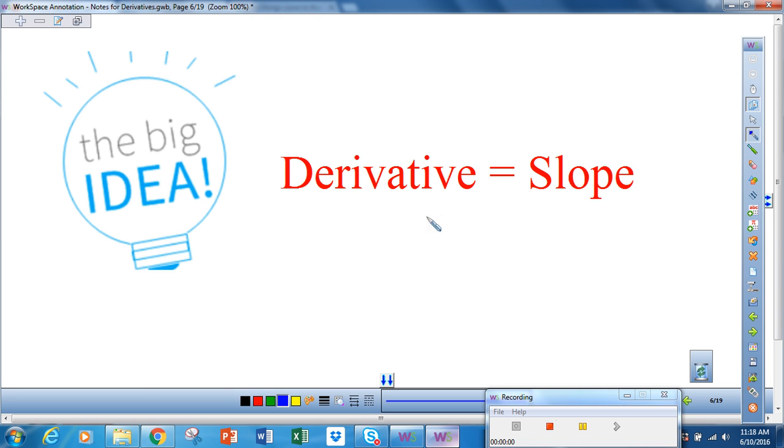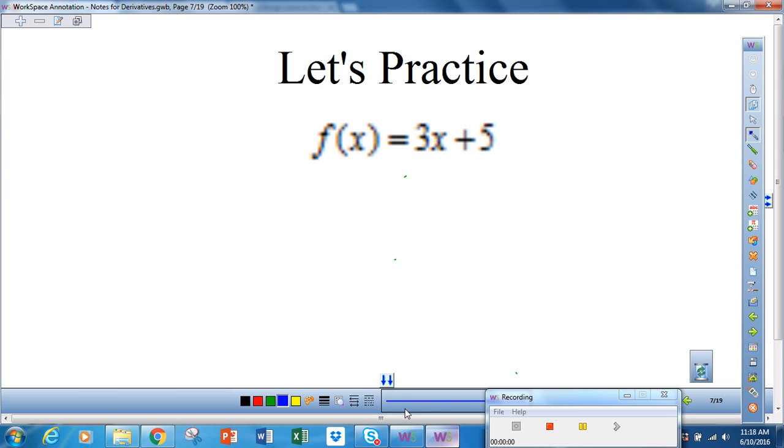Here's the big idea with this. Derivative is equal to the slope. The derivative and the slope are synonymous. Slope means how fast something is changing over time. Derivative, how fast something is changing over time. So the derivative and the slope are the same concept. That's a big idea. You really need to know that.